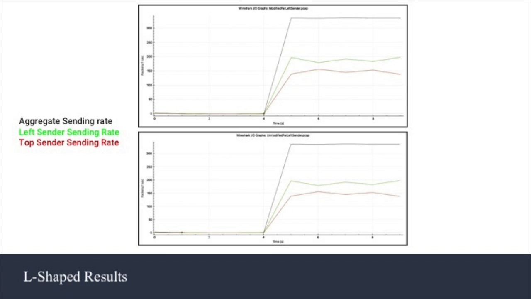As you can see from the two graphics on this slide, this is the results of our L-shaped protocol. At the top, you have the modified graphic, and at the bottom, you have the unmodified protocol graphic. As you can see from both of these graphics, they look to be exactly the same. And they are exactly the same because our modified protocol defaults to the original protocol.